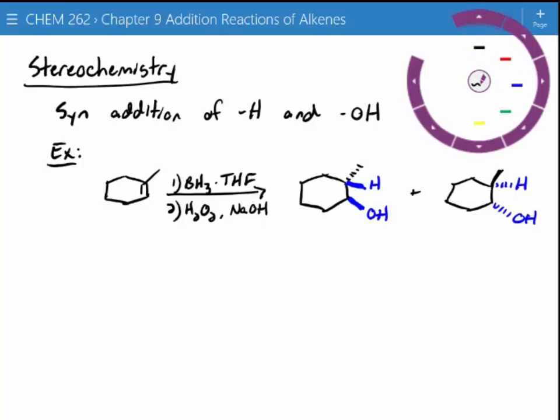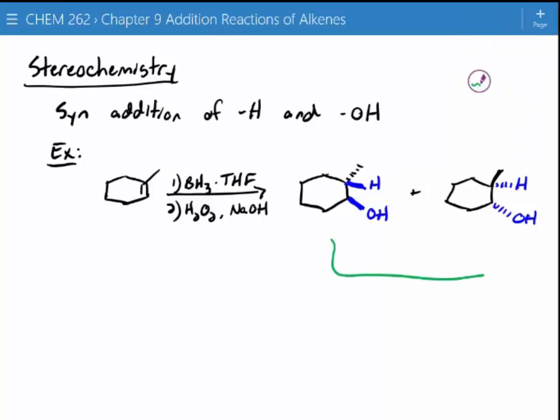What's the relationship between these two products? I heard some people whispering it. Syn means they add from the same face. Anti means they add from opposite faces. So in this case, if we're looking at these as a pair of products, what would their relationship be? Are they diastereomers or enantiomers? Enantiomers, right? So oftentimes from these reactions we get enantiomers.